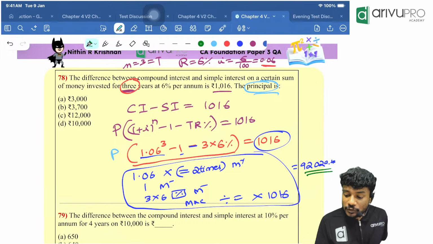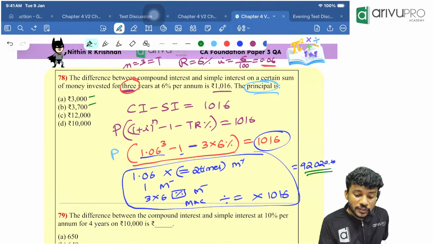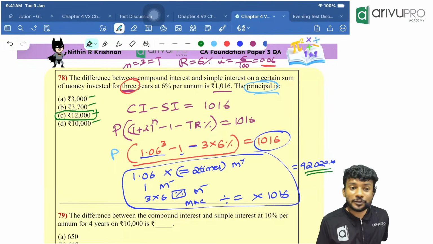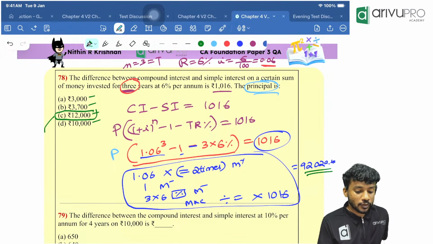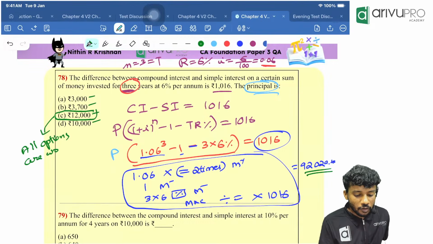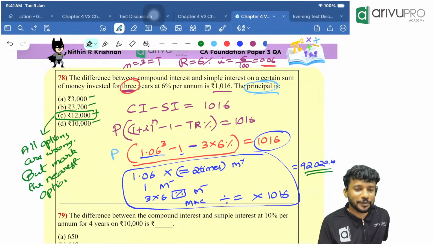Who is nearby to 92,000 compared to all of these options? 12,000 is nearby to 92,000. 10,000 is smaller than 12,000. So 12,000 is nearby to 92,000. So I will mention here, people, all options are wrong. But mark the nearest option. Okay.